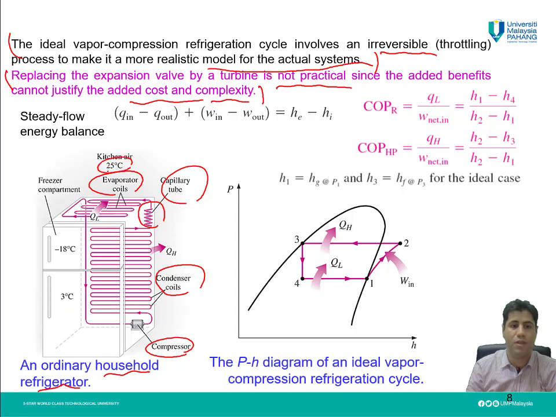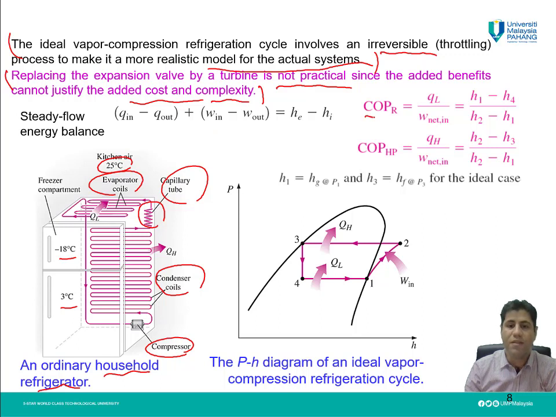And you can see here the temperature of the inside and outside. Generally the temperature of the environment, or the space of the kitchen, is 25 degrees Celsius. The temperature inside the refrigerator is like what you can see here: negative 18 degrees Celsius in the freezer compartment and 3 degrees Celsius in the general part of the refrigerator.